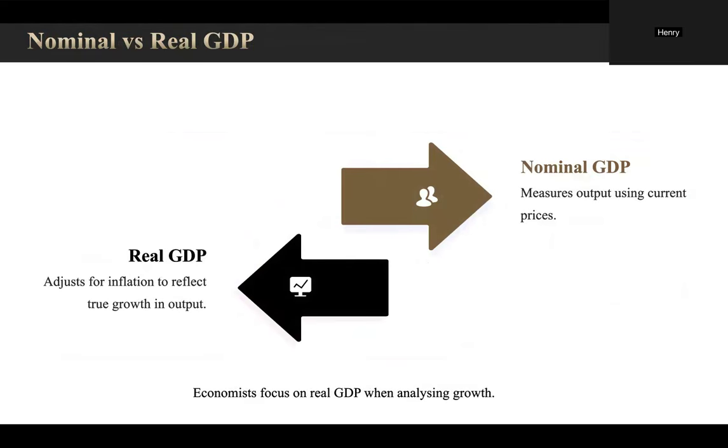Now, here's an important distinction. Nominal GDP measures output using current prices, but there's a problem. If prices increase, inflation, nominal GDP may rise even if actual production hasn't changed. That's why economists focus on real GDP. Real GDP adjusts for inflation, giving a clearer picture of actual growth and output. So when you hear that an economy is growing, economists are usually talking about real GDP, not nominal GDP.